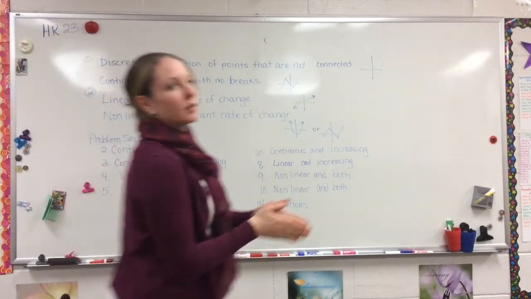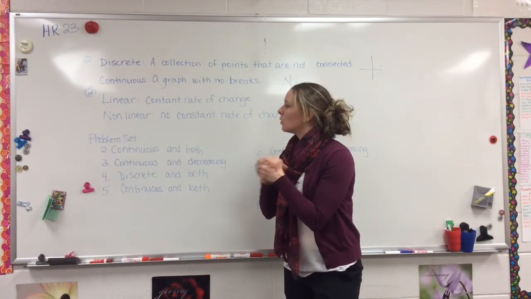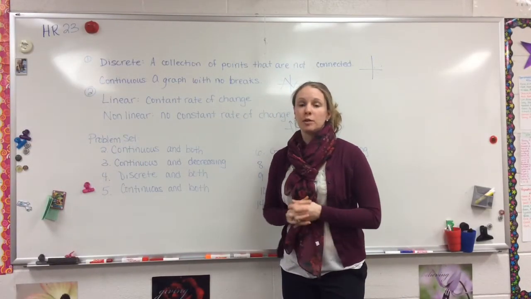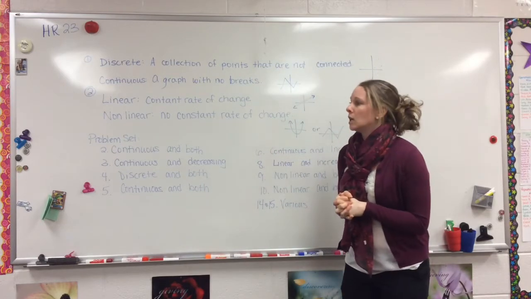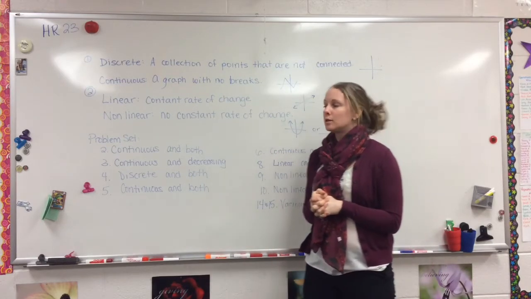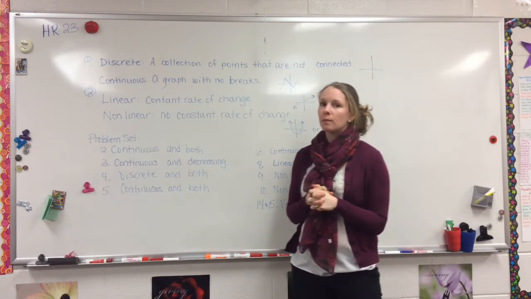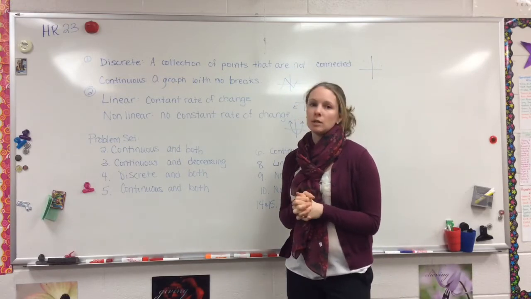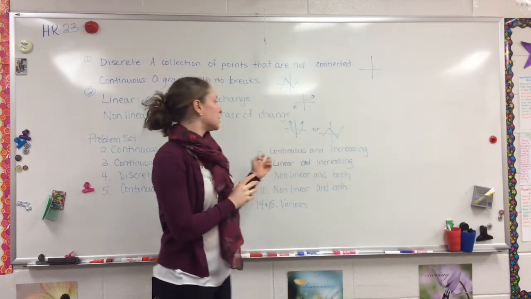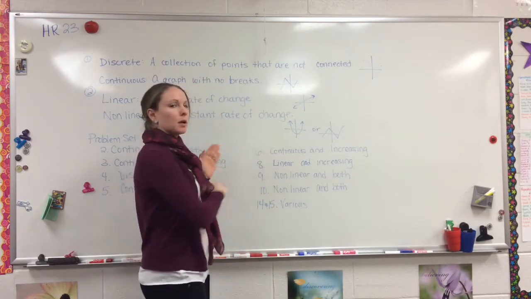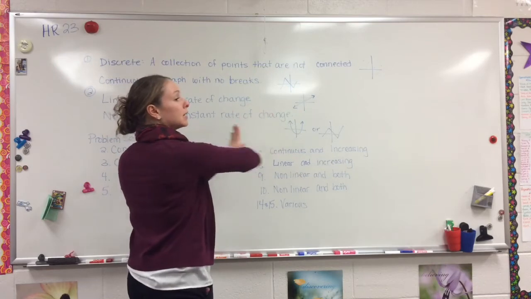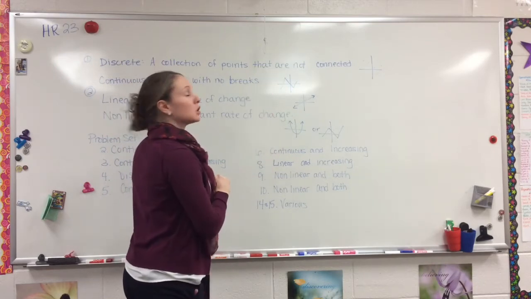Sorry about that, we got cut off a little bit with problem set one. So number two is continuous and both increasing and decreasing. Number three is continuous and decreasing. Number four is discrete and both. Number five is continuous and both. Number six is continuous and increasing. Remember, increasing as you move from left to right, it's coming up, whereas decreasing as you're moving from left to right comes down.